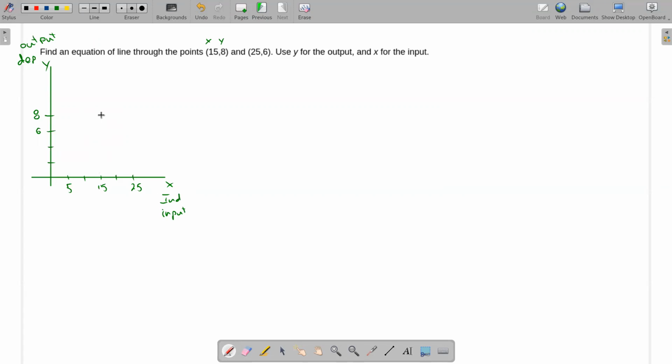So let's see, (15, 8). So 15 goes with 8, so that's here-ish. And then 25 goes with 6, so that's roughly right there. And I want to find the equation of the line that goes through those points. I can backtrack through there, and I can guess what that y-intercept is. So if I go back and guess here: 2, 4, 6, 8, 10, 12, 14-ish, maybe. It's not a real number, but something like that.